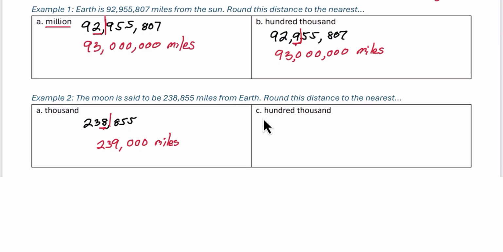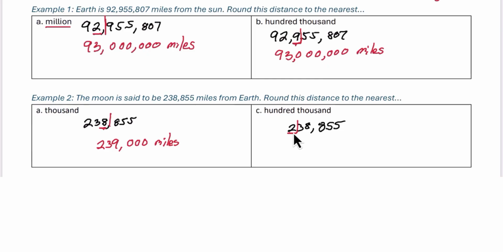In example C, we want to round to the nearest 100,000. Again, let's copy the original number. And first, locate the rounding digit, 100,000. Ones, tens, hundreds, 1,000, 10,000, 100,000. So 2 is the 100,000s place value. Look to the right of that 2, and we get 3, which is smaller than 5.